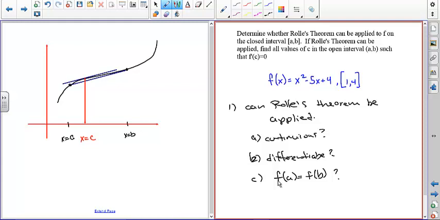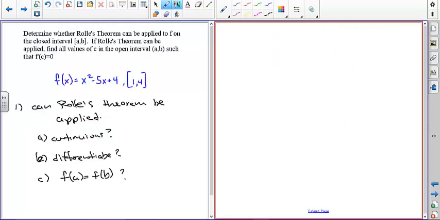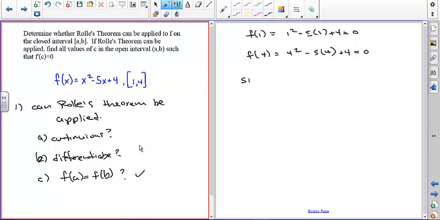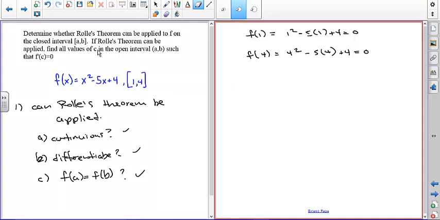So let's stick x equals 1 and x equals 4 into the equation. f of 1 equals 1 squared minus 5 times 1 plus 4, which is 0. And f of 4 is 4 squared minus 5 times 4 plus 4, which is 16 minus 20 plus 4, which is 0. Okay, so yes, check. f of a equals f of b. So those are the requirements you have to look at to see whether Rolle's theorem applies. So now we know it applies.